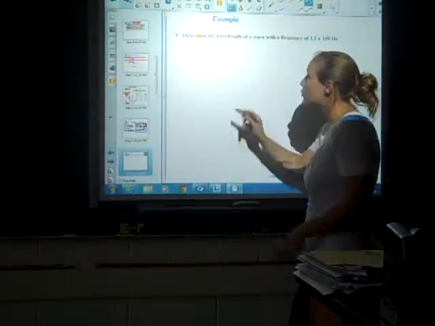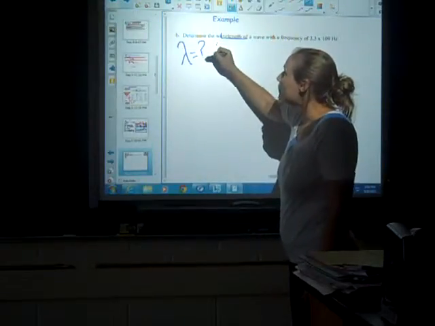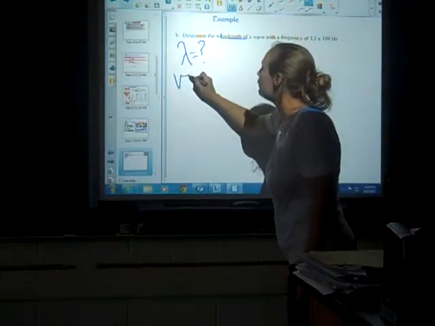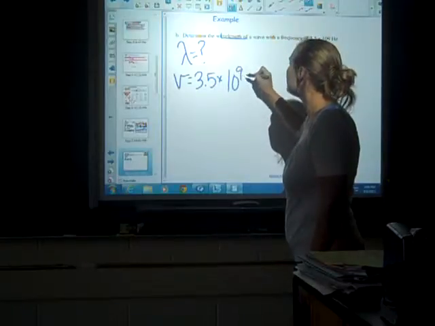Second example says determine the wavelength. So already a little different. Wavelength, remember, is that lambda, that's my unknown. It says if my frequency, so that's my little funky v, is 3.5 times 10 to the 9th hertz.